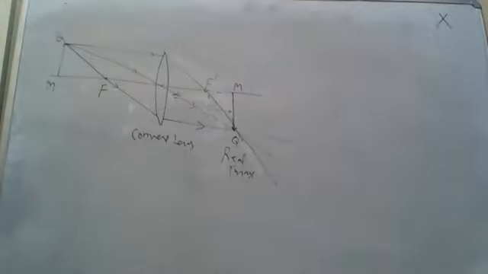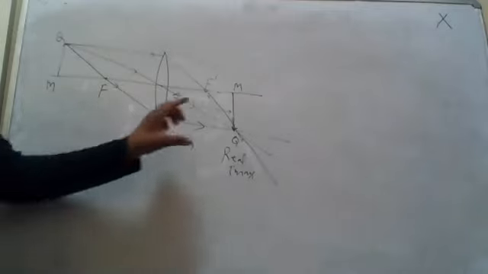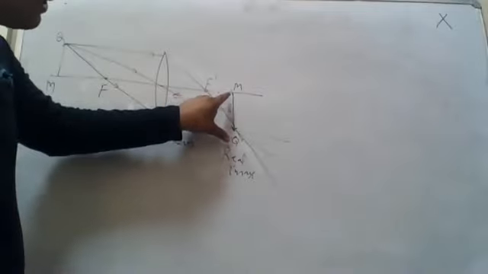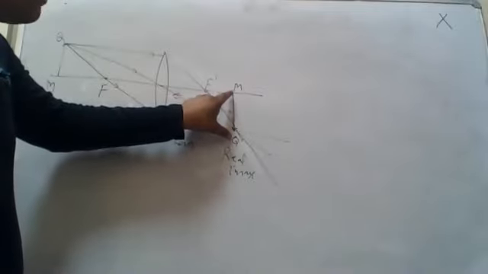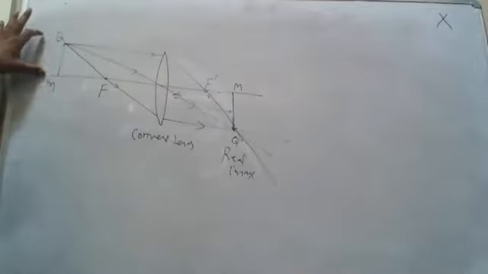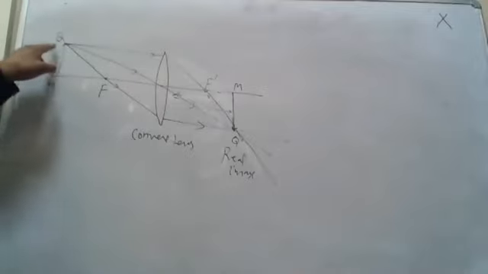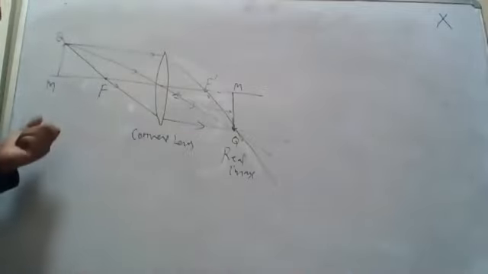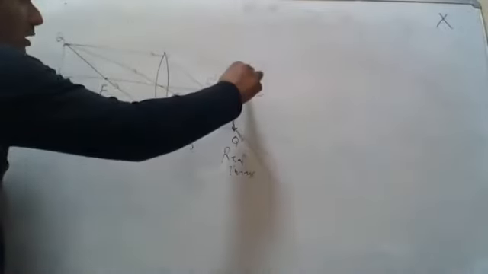Okay. So again, there are conjugate points. Conjugate points are points that follow the principle of reversibility. Suppose our object is kept at this image point, then the image will be formed at the object point. So in that way, Q and Q prime are the conjugate points, and M and N prime are the conjugate points. Okay.